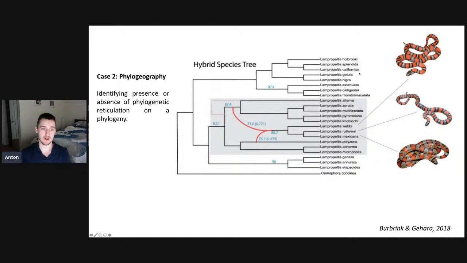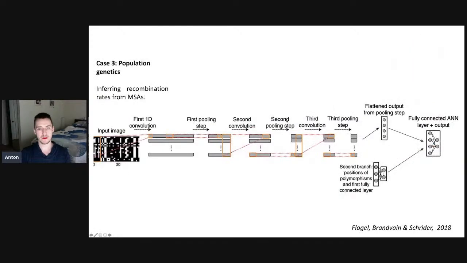We can also do this for phylogeography and reticulation inference problems. There was one paper that showed you can use summary statistics extracted from your tree topology to predict whether or not you have reticulation on your tree. This is one of many examples of applications of machine learning in biology, especially in population genetics. As with soft sweeps and hard sweeps, here we can also use deep learning. We can infer, for example, recombination rates.